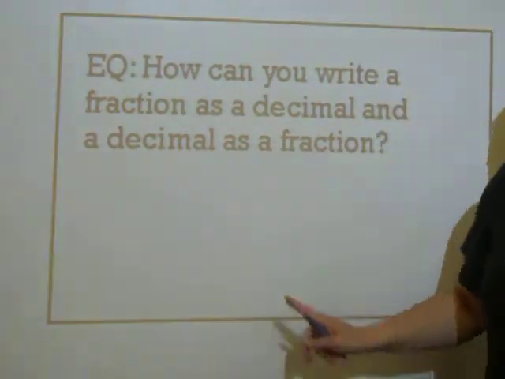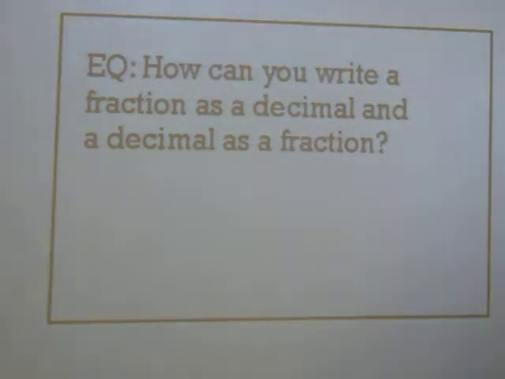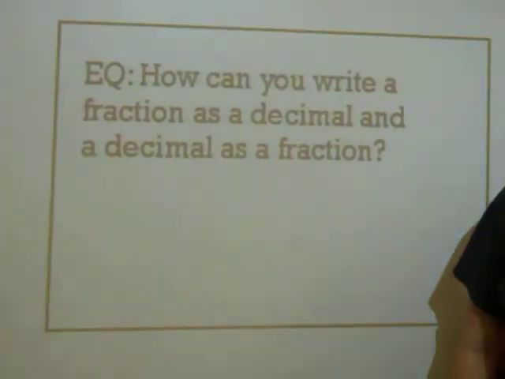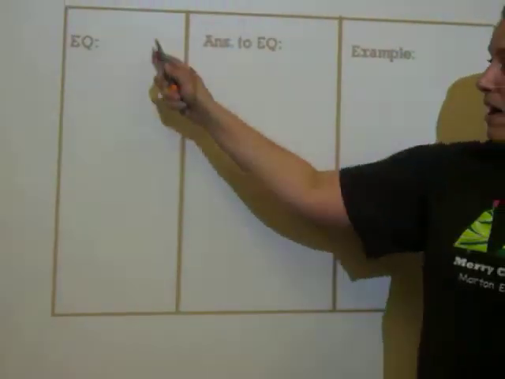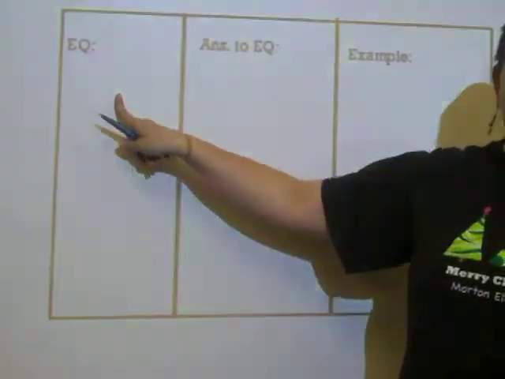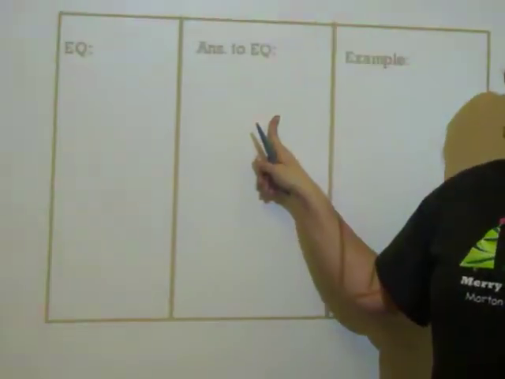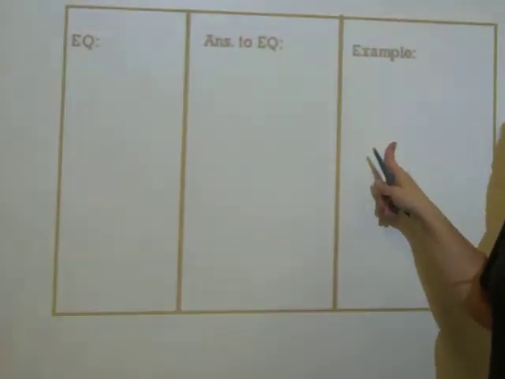Please make sure you write down our essential question: how can you write a fraction as a decimal and a decimal as a fraction? Please also make sure you have your 3-column note set up with your essential question here, what you think your answer to the essential question is here, and any examples here.